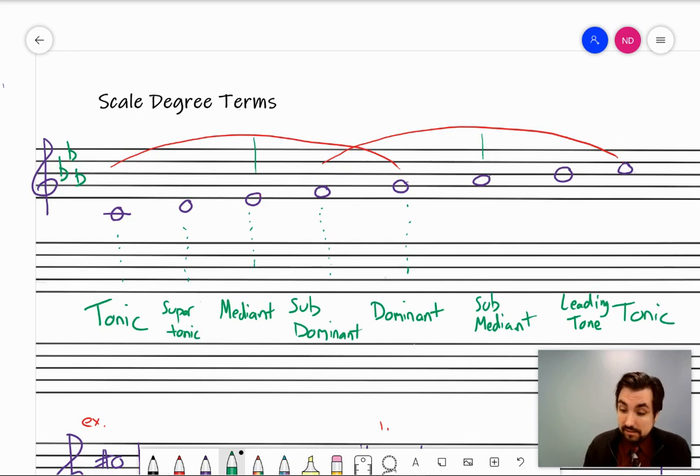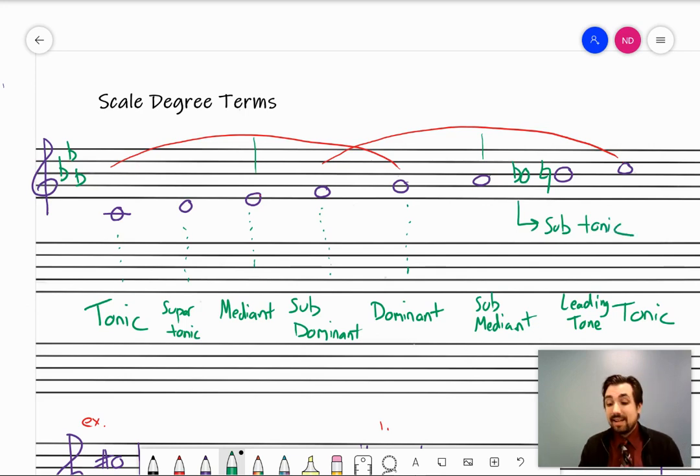Now, to make this a leading tone, we need to borrow from the melodic minor and harmonic minor scales and raise this by a half step and make it a half step away from the tonic. That's a true leading tone in minor. But sometimes we don't have the leading tone in minor. We would have the B flat. In that instance, then scale degree 7 is called the subtonic.